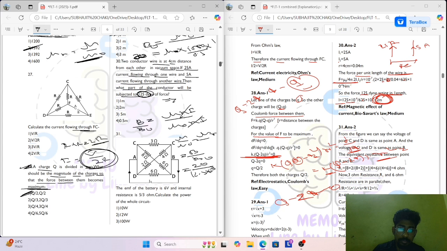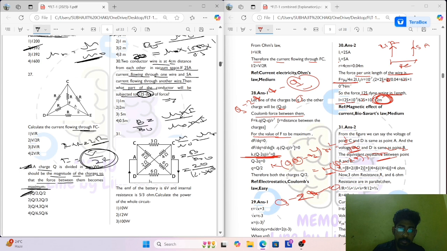These two are in parallel, these two are in parallel. That means for these two, what we will get? 8 2s are 16 divided by 8 plus 2 means 1.6. Here you will get 4 6s are 24, 24 divided by 10 means 2.4. These two are in series, 1.6 plus 2.4 means 4.